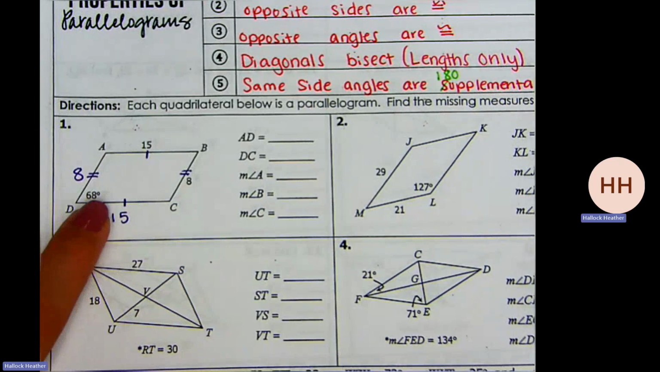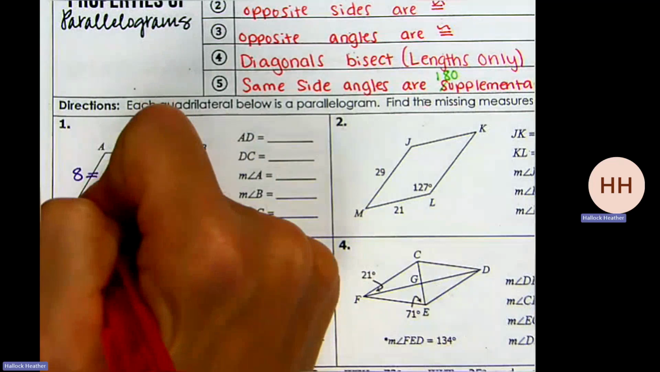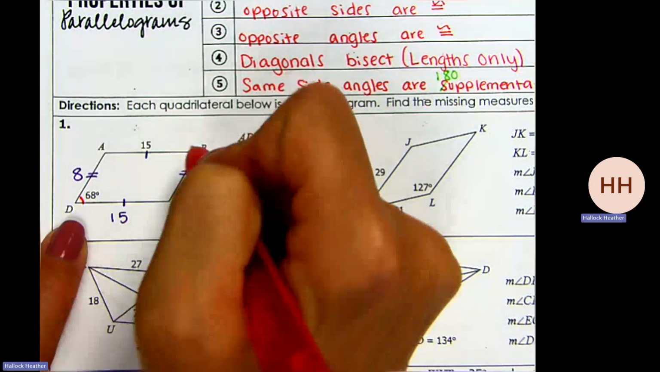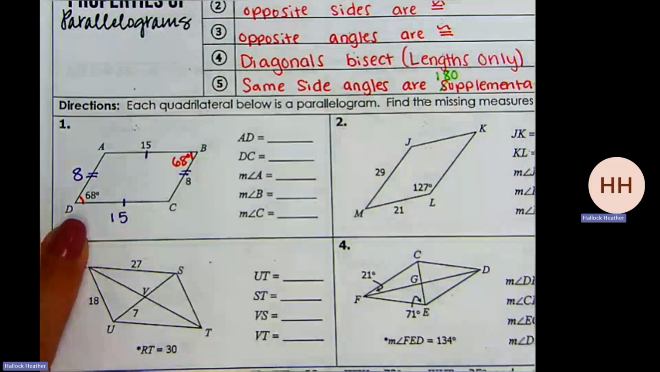And now I have a 68 that I can move somewhere. Which angle would be congruent to angle D? B, because opposite angles are congruent to each other. So B and D are congruent, so I can move 68 degrees up here. So those are all the numbers that were given. So let me see if I can fill in everything. If not, we'll go back and add some more.